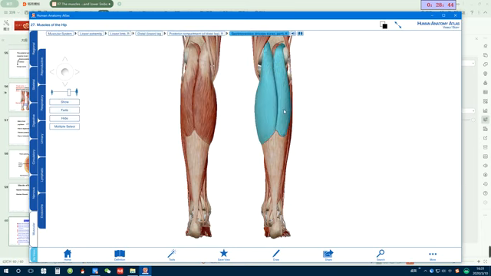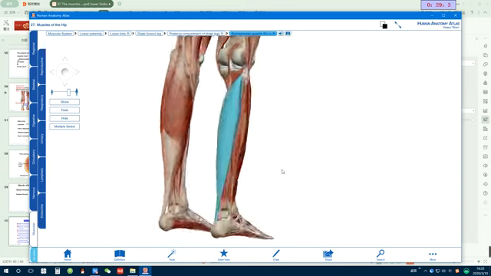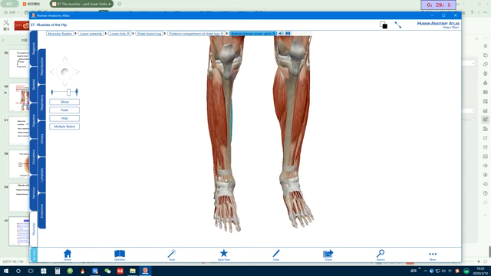Now let's see about the leg. On the back of the leg, there is triceps surae. The superficial layer is gastrocnemius, and this one has two heads, medial head, lateral head, and under it is soleus. Soleus. Okay, these are the important muscles of your limbs.